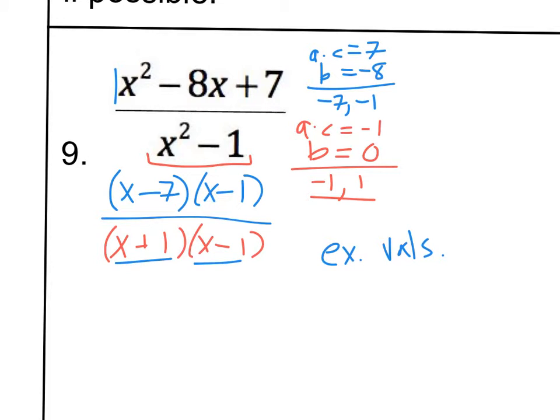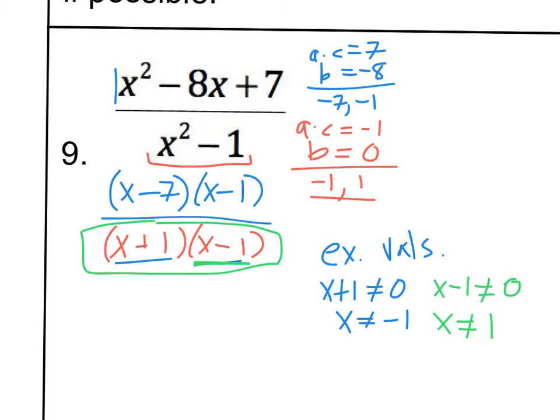Whatever would make the denominator equal to 0, so in this case, x plus 1 cannot equal 0, which means that x cannot equal negative 1, and x minus 1 cannot equal 0, which means that x cannot equal positive 1. Big idea here is that we only look for excluded values in the denominator. We don't care about the numerator at all. These are just places that we're dividing by 0.